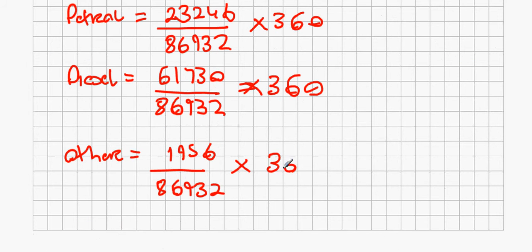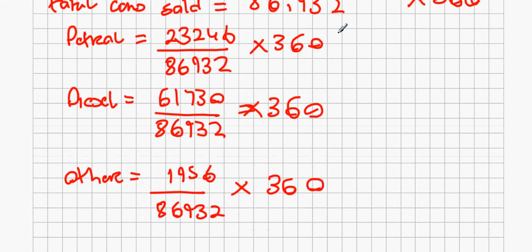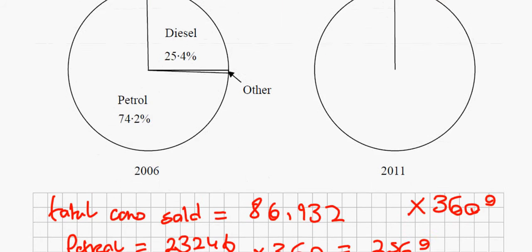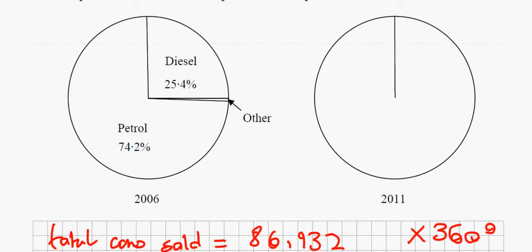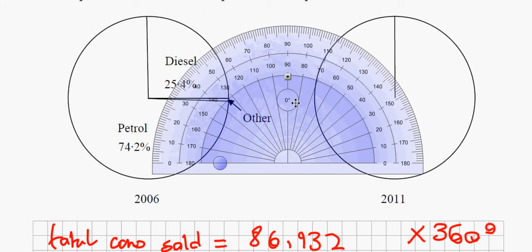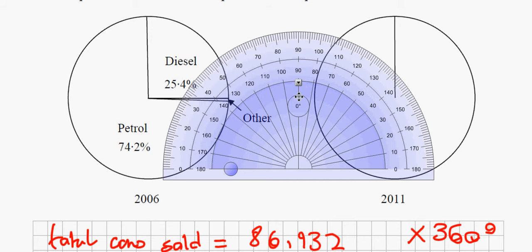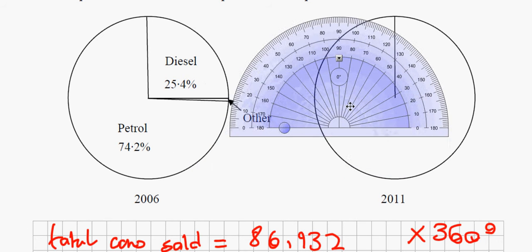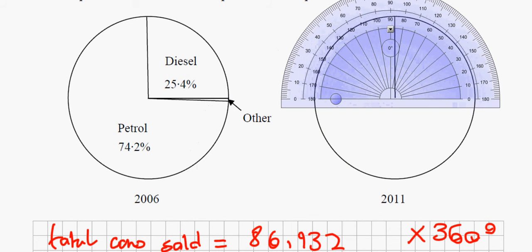Okay, so we have 360 here. So what we're going to get is the first one is going to be 256 degrees. The next one's going to be 96 degrees. And the last one's going to be 8 degrees. Okay, so let's start off with my pie chart here. Okay, so what I can do is I can get myself a protractor. Now my protractor here. Just going to make it a bit smaller. Okay, so let's rotate this around a little.